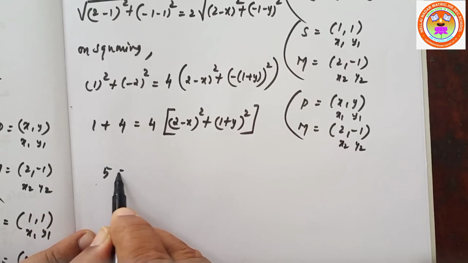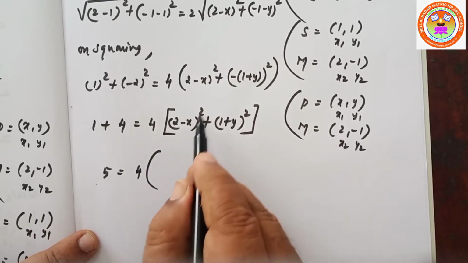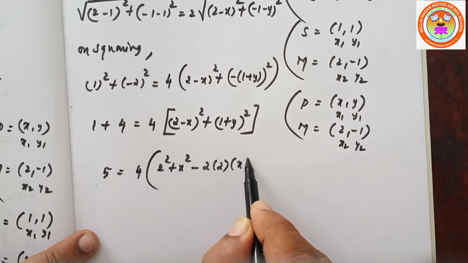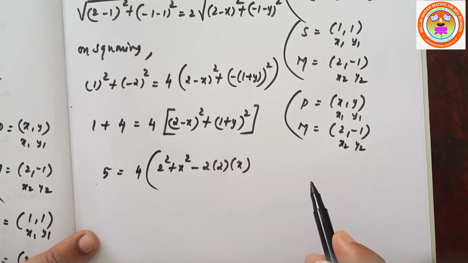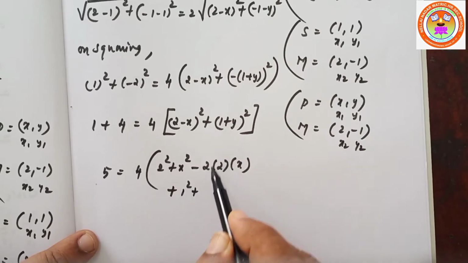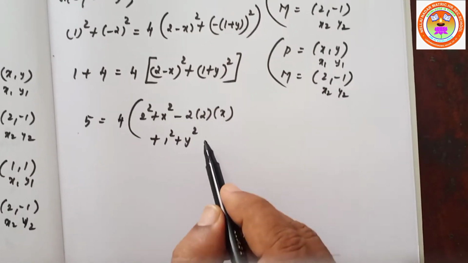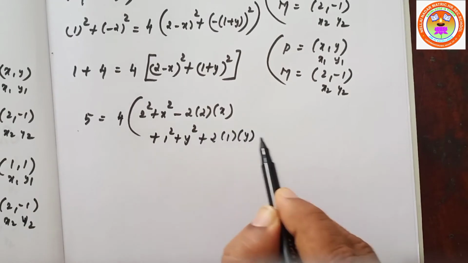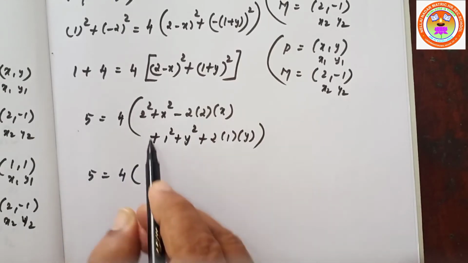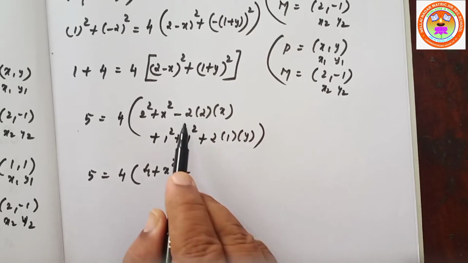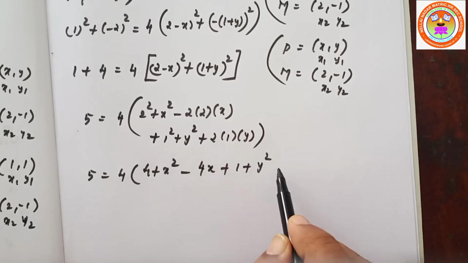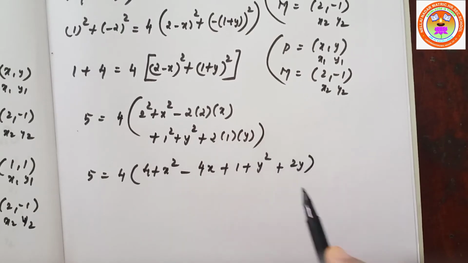Now 1 plus 4 equals 5, equal to 4 into, here you can apply the (a minus b) whole square formula: a squared plus b squared minus 2ab. Plus, here you can apply the (a plus b) whole square formula: a squared, that is 1 squared, plus b squared, that is y squared, plus 2ab, 2 into 1 into y. Close the bracket. So 5 equals 4 into 2 squared is 4, x squared as it is, minus 2 into 2 into x, 4x, plus 1 squared is 1, plus y squared, plus 2y.